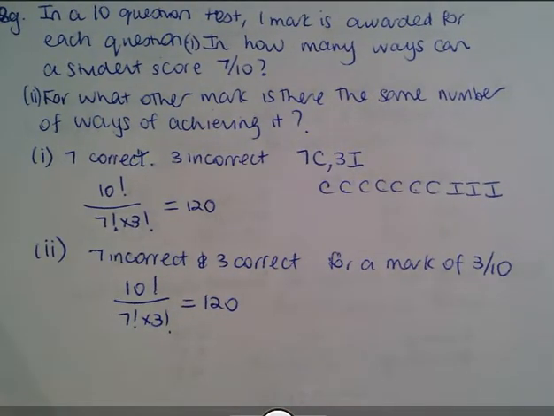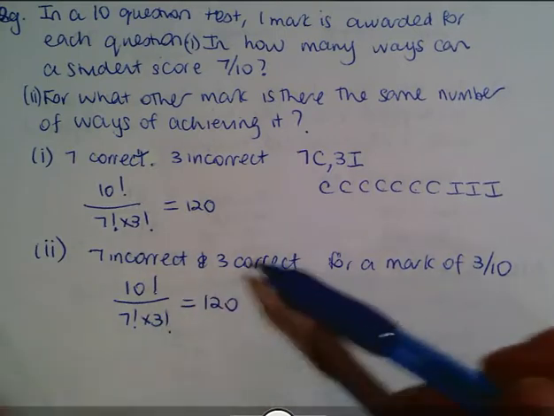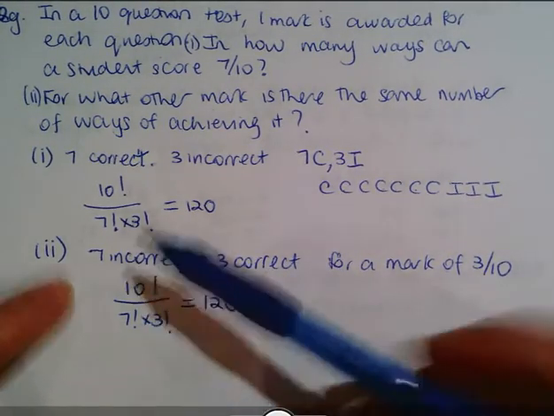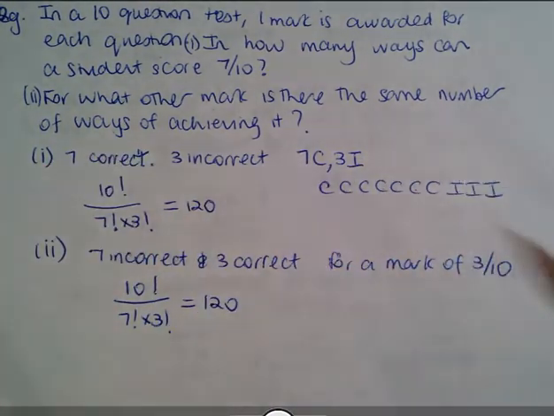So there are basically 120 ways to get 7 right and 120 ways to get 3 right. Because if you get 3 correct, you're getting 7 incorrect. And if you're getting 7 correct, you're getting 3 incorrect. Okay? So we're going to look at that connection a little bit later.